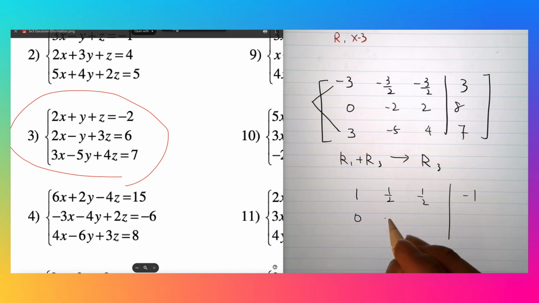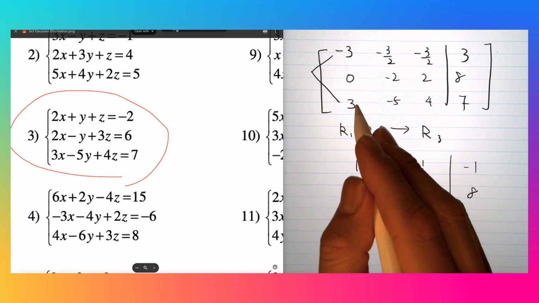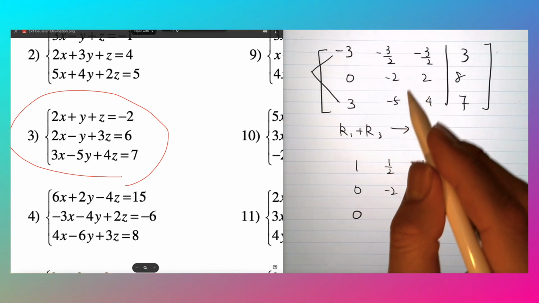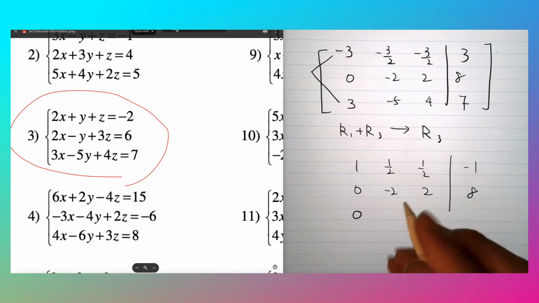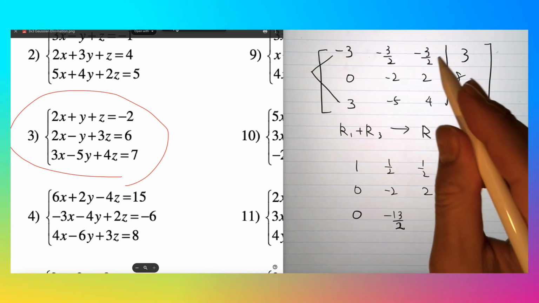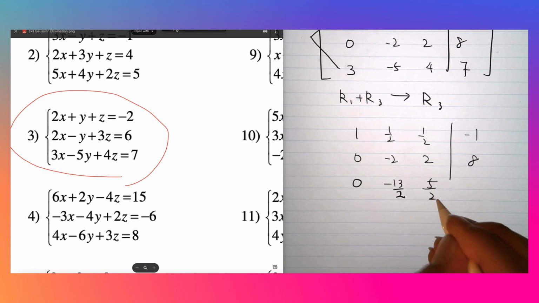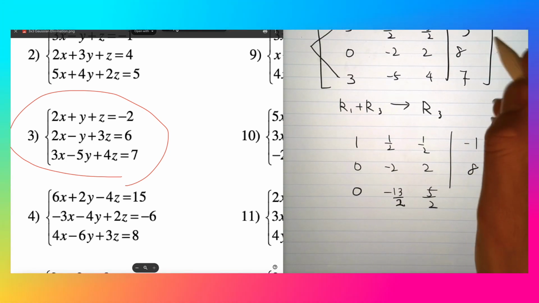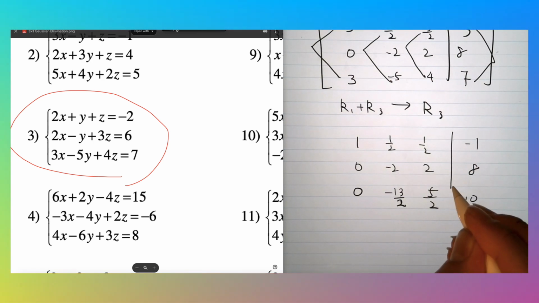The middle row stays the same, but the bottom row, now we replace it. Negative 3 plus 3 will give you 0. Negative 3 over 2 minus 5, let's see, we get negative 13 over 2. And negative 3 over 2 plus 4, you can use a calculator if you need. 4 minus 3 over 2 is giving me 2.5 or 5 over 2. And 3 plus 7 will give us 10. So you're adding row 1 and row 3, and we get 10 on the bottom.